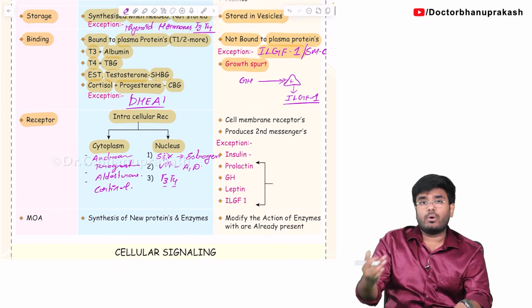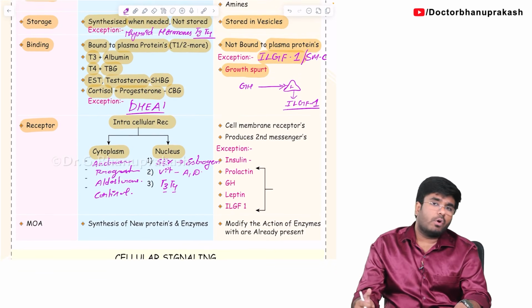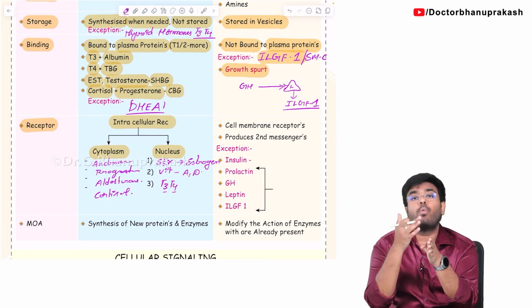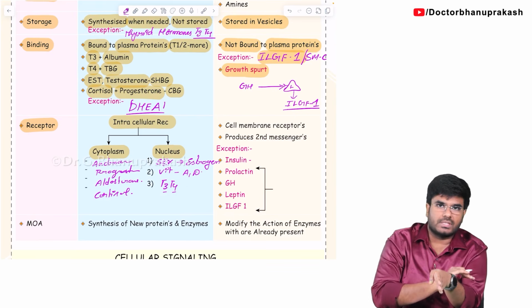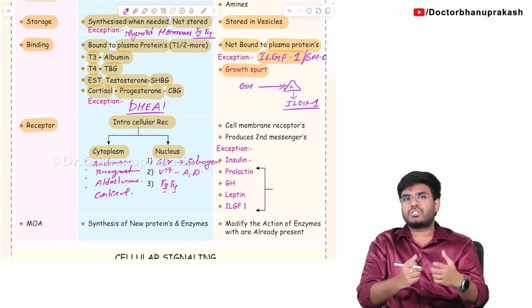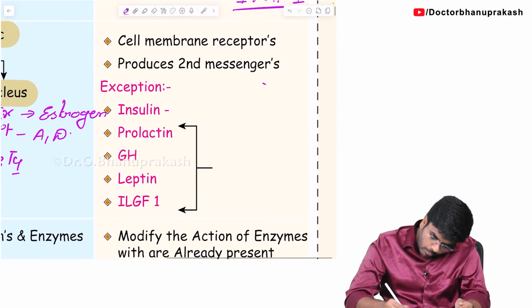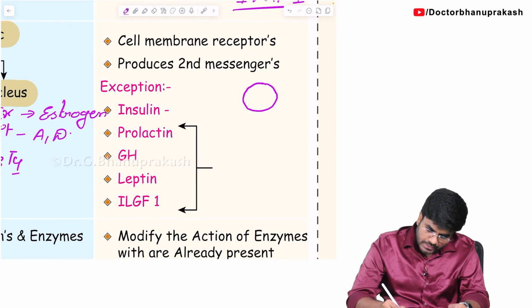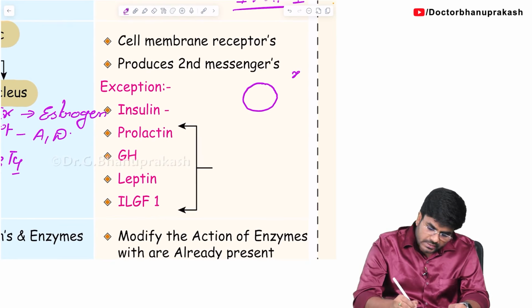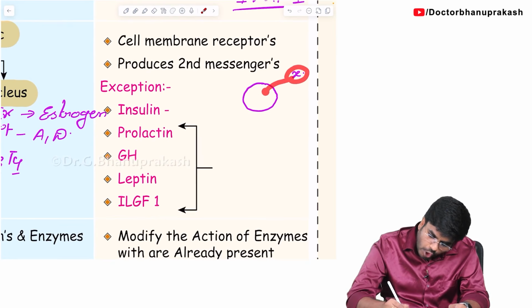Then, what about the peptide hormones, or the water soluble hormones? See, the water soluble hormones cannot cross the cell membrane, they cannot enter into the cell. So then how are they going to mediate their action? Imagine here I am talking about a cell, and this is the cell membrane. Here I am talking about a water soluble hormone. This water soluble hormone cannot enter into a cell.